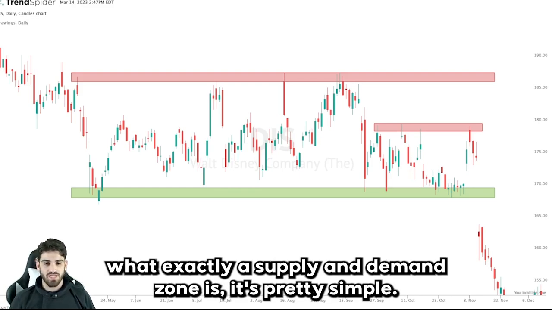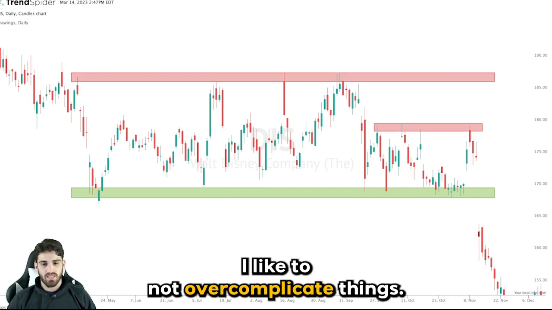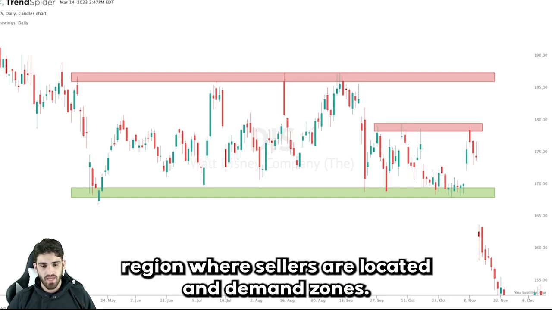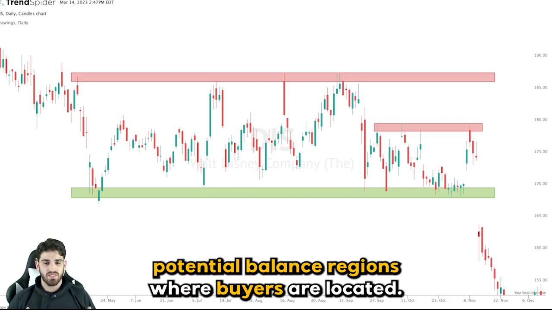When we get into what exactly a supply and demand zone is, it's pretty simple. I like to not overcomplicate things. Basically, a supply zone is a potential rejection region where sellers are located, and demand zones, on the other hand, are potential bounce regions where buyers are located.